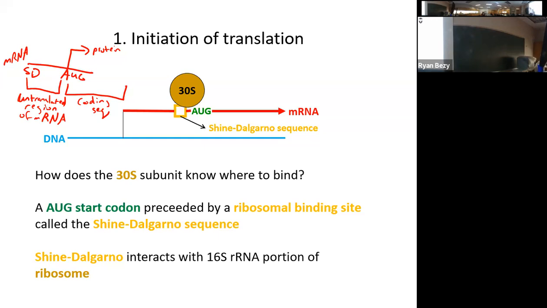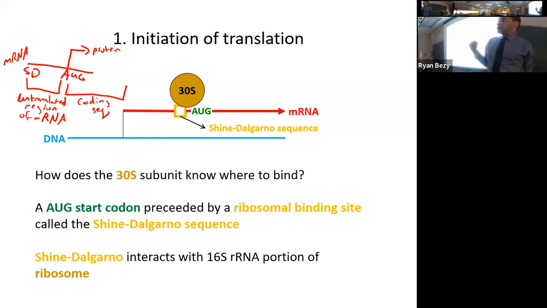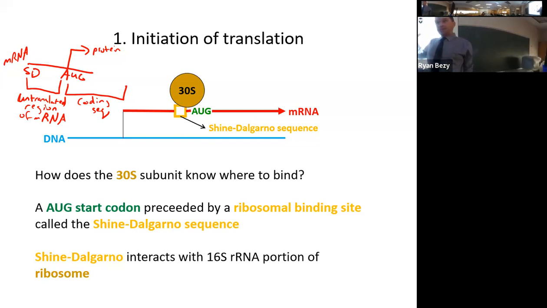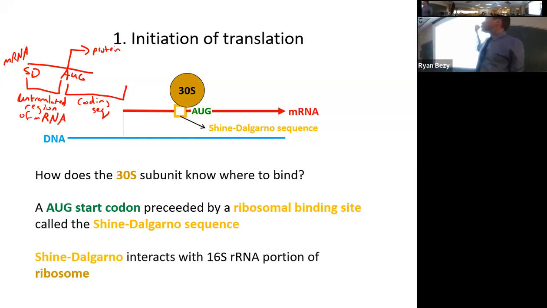For instance, the Shine-Dalgarno sequence is in the untranslated region of the messenger RNA molecule. So these are all messenger RNA sequences. That untranslated region is part of it. If you don't have the Shine-Dalgarno sequence, do you get translation? No. You need the combination of an AUG with a Shine-Dalgarno sequence in front of it.